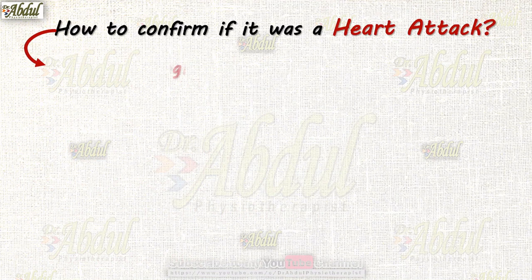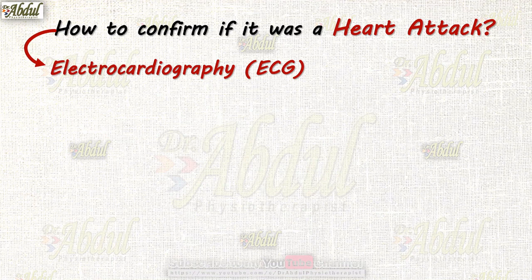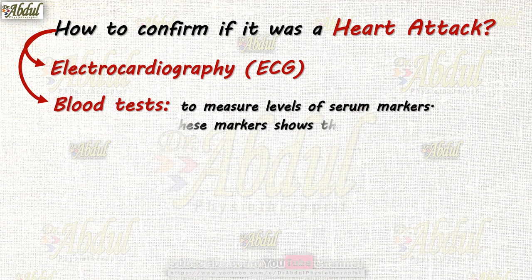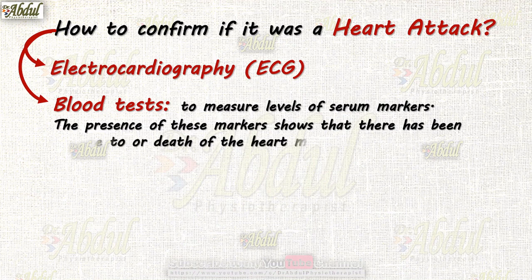Number one is the ECG test, that is electrocardiography. If this does not give a proper result, then go for a blood test to measure the level of serum marker. The presence of this marker shows that there has been damage to or death of the heart muscle tissue. Troponin T is a serum marker which is produced by the heart muscle tissue and will be released and seen in the blood supply only when there is damage to the heart muscle tissue.